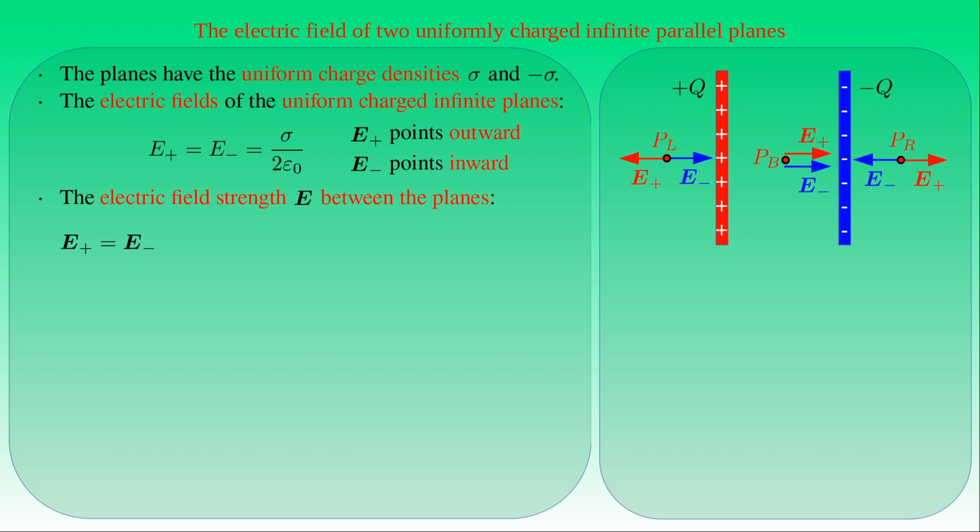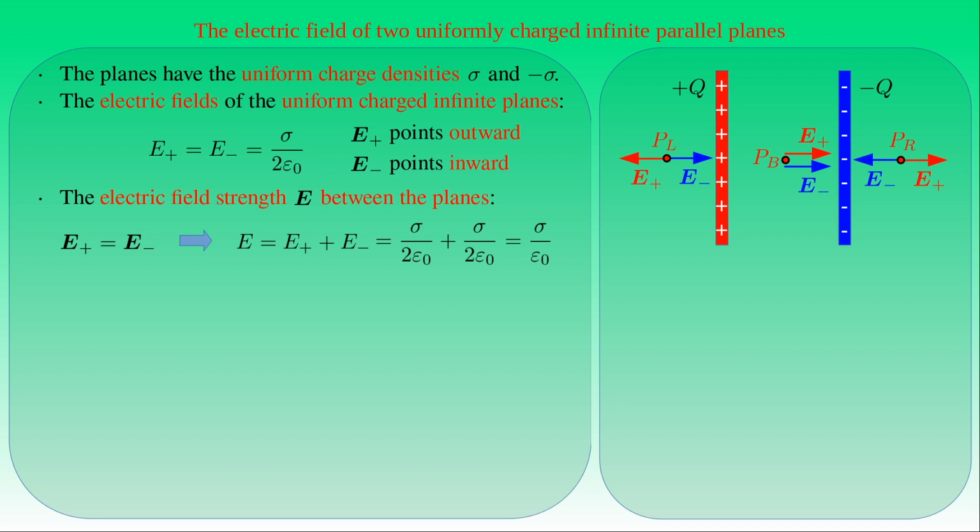As a result, the superposition of the two vector fields is just the algebraic sum of their magnitudes, that is, the magnitude E of the net field is equal to the sum of the magnitudes of E sub plus and E sub minus. If we substitute the equations obtained for E sub plus and E sub minus, this sum can be written as sigma over 2 times epsilon naught plus sigma over 2 times epsilon naught, which gives sigma over epsilon naught.